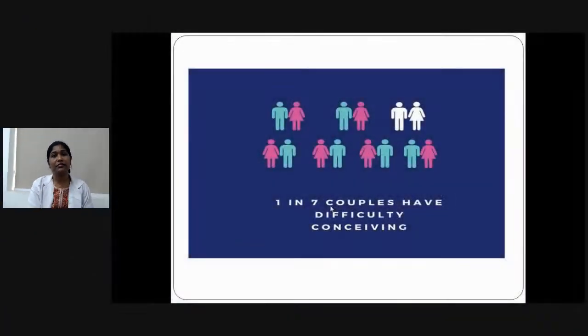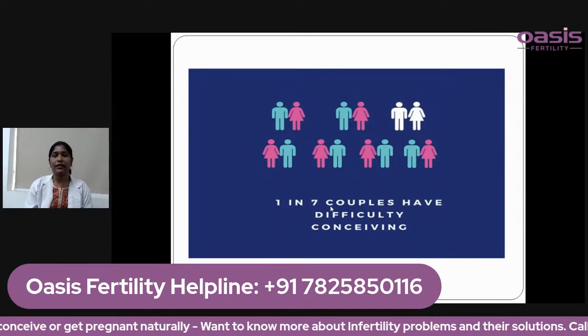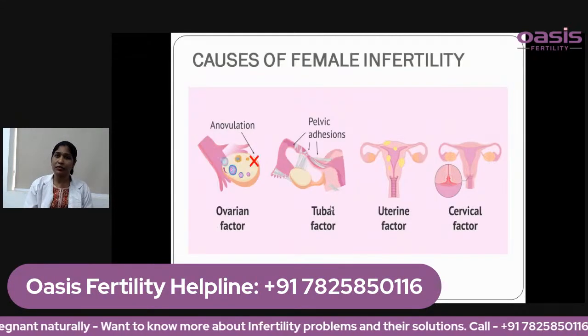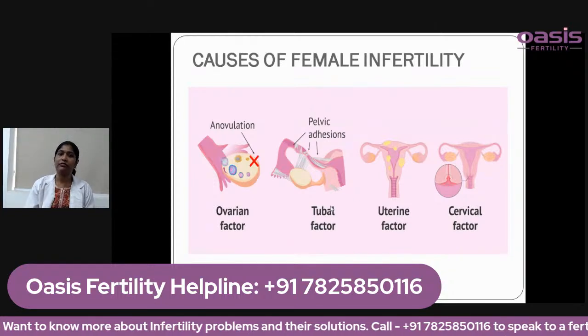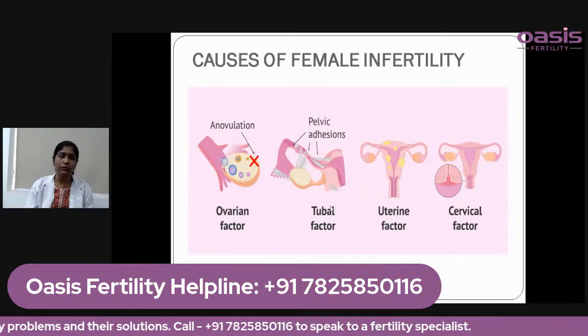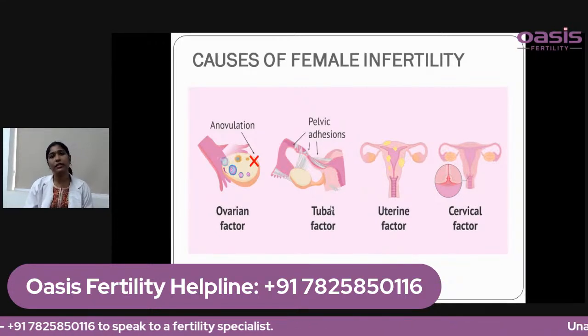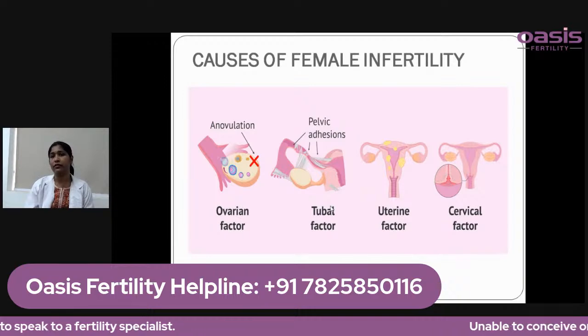So, infertility problem is becoming more common day by day. Nowadays, 1 in 7 couples are facing problems to conceive, and out of the various female infertility causes, there are four important areas where there can be a problem and which can lead to infertility. One problem can be at the level of the ovarian part.